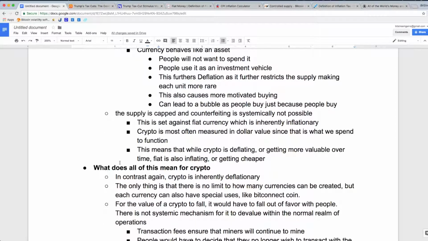All this kind of adds up to mean that while crypto is deflating or getting more valuable, fiat is also inflating and getting cheaper. So the confluence of the two happening at the same time means a great rise in the value of cryptocurrency.